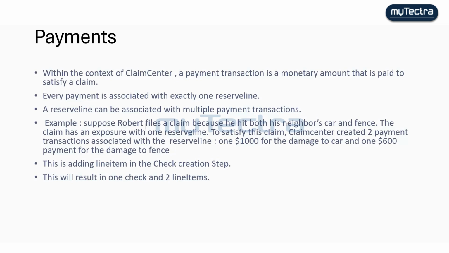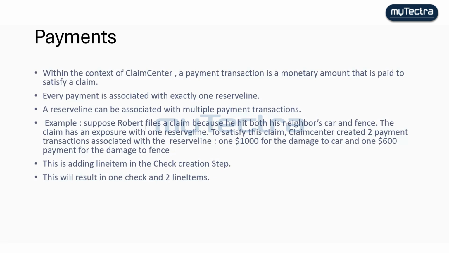The reserve line can be associated with multiple transactions. This is where you can get a little bit confused, because the payment we are going to make is for one loss to one claimant. Where does the concept of multiple things come from? One exposure is that somebody damaged their vehicle, and you are going to pay him for that loss. Why multiple? As far as I saw, there are line items you can add in the check screen. This is purely for tracking purposes.